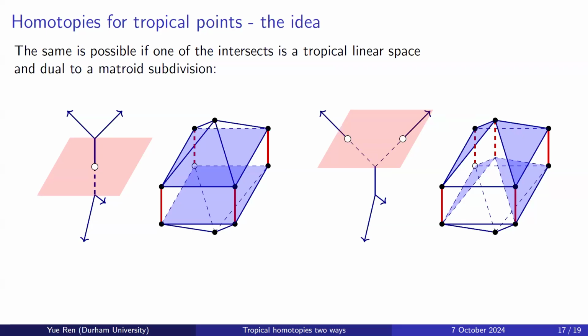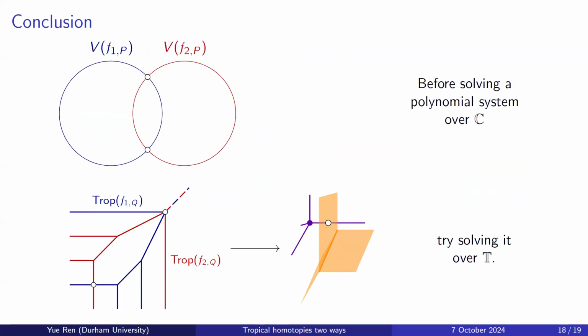The subdivision also changes. So this is something I can do whenever I know that the tropical variety is dual to some kind of dual object. Let's put it like this. Okay, so this is the second type of tropical homotopies, and they are essentially the bottom line of this talk.